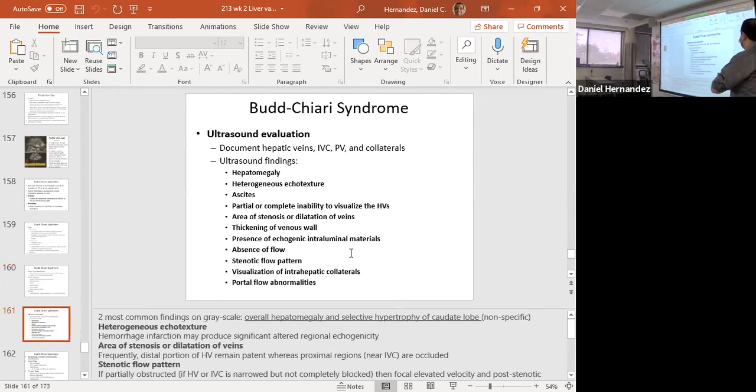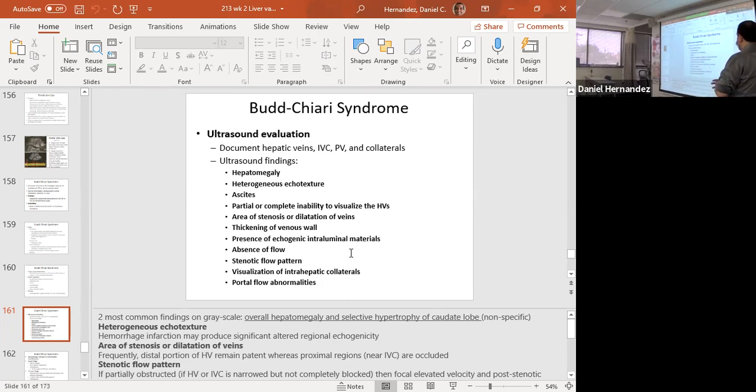So ultrasound evaluation for Budd-Chiari syndrome. We're going to document the hepatic veins. That's why it's important to get your nice branches. Try and visualize as much of the hepatic veins, your right, middle, and left, flowing through the liver. This thrombus could potentially be developing in the liver itself and then extending into the IVC. So we're going to image the IVC, the portal vein, and any collaterals.